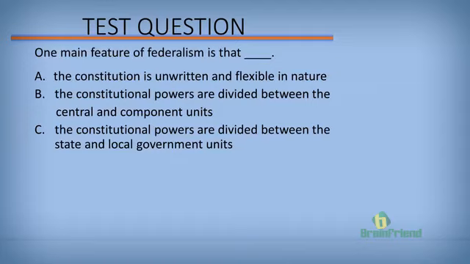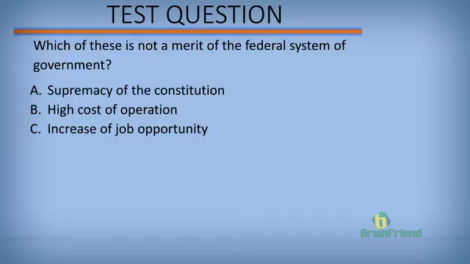Okay, if you picked A or C, you're wrong. The right answer is B, where we're taught that the constitutional powers in a federal system of government are divided between the central and component units of that country. Let's see the second question.